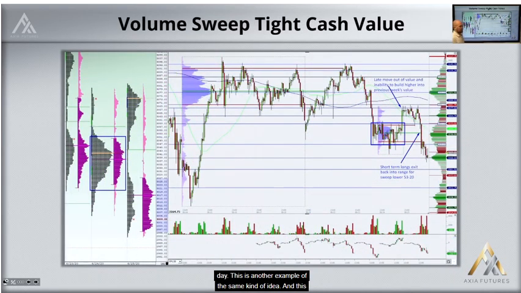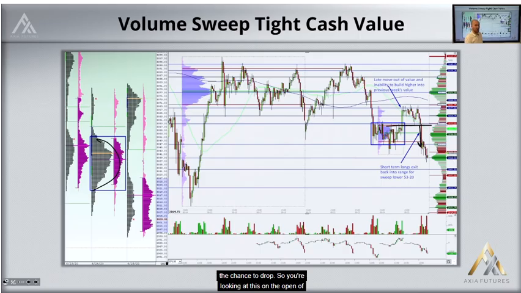This is another example of the same kind of idea, and this is a situation where you have a very balanced area of value created during the majority of the cash session. You then get a very late cash session move out, and this is your kind of caught in the hole type trade. It's caught in the hole, you can play the market back down. And so by the time you get back to where the previous range was on the cash session, you're back into this range, which now leaves the chance to drop.